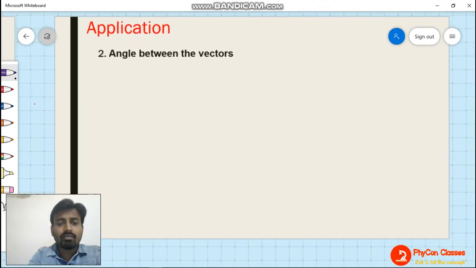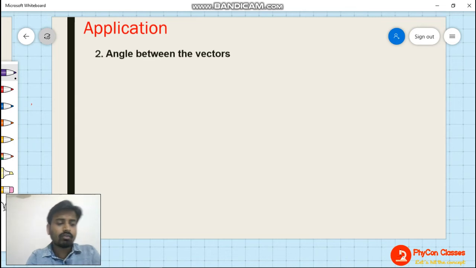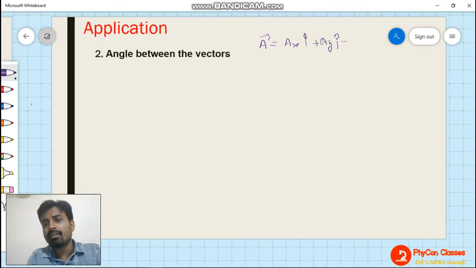So this was one of the applications, and now we are moving on to the second application, to find out the angle between two vectors. Now to find out the angle between two vectors, let us say we have two vectors. Vector A is given in rectangular form, I am writing here, ax i cap plus ay j cap plus az k cap, and vector B is also given, and that is bx i cap plus by j cap plus bz k cap.